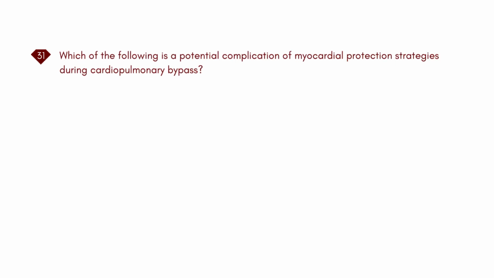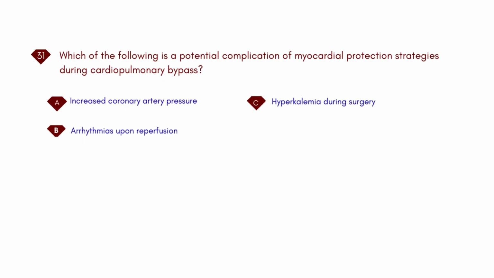Which of the following is a potential complication of myocardial protection strategies during cardiopulmonary bypass? A. Increased coronary artery pressure. B. Arrhythmias upon reperfusion. C. Hyperkalemia during surgery. D. Increased systemic blood pressure. Answer: B. Arrhythmias upon reperfusion.